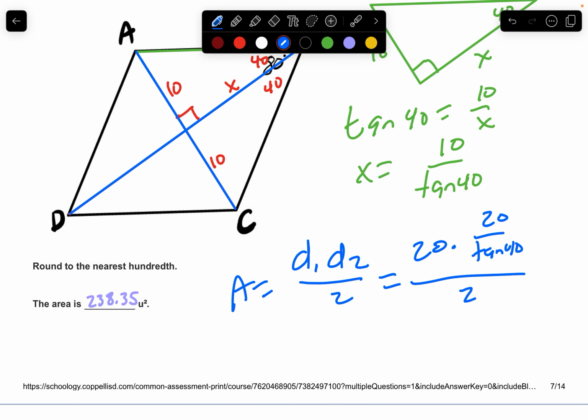So I'm going to type that into my calculator, make sure I get the answer I have here. I have 20 times 20 over tan 40, all of that divided by 2, and I get 238.351. And that checks out. So just real quick, look at the calculator screen.